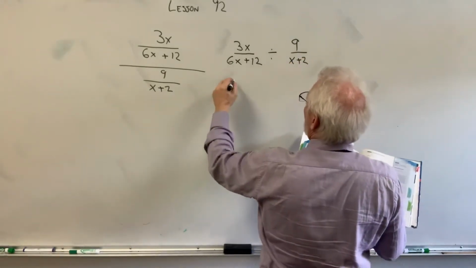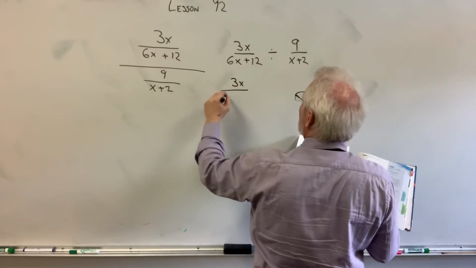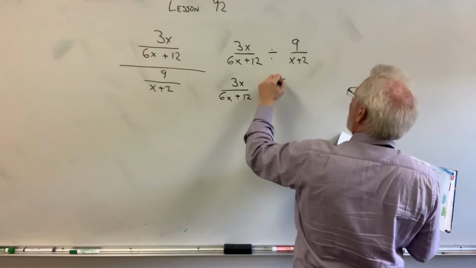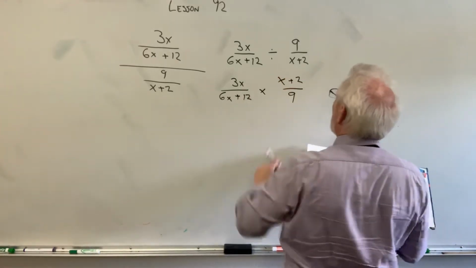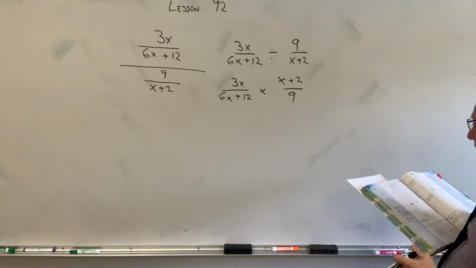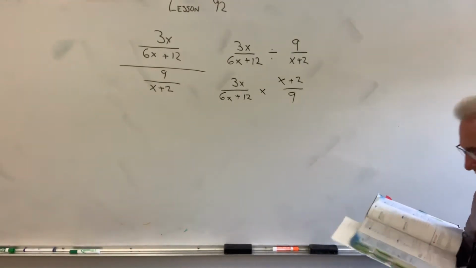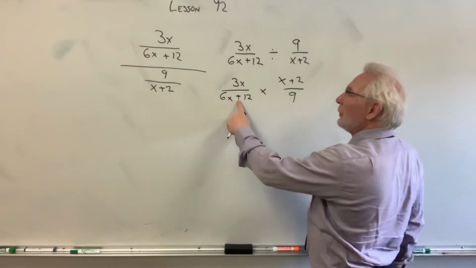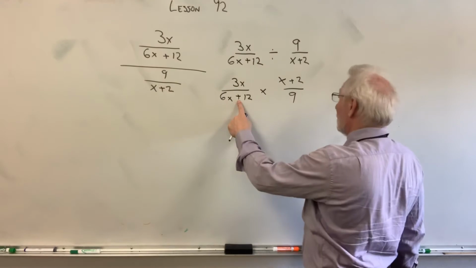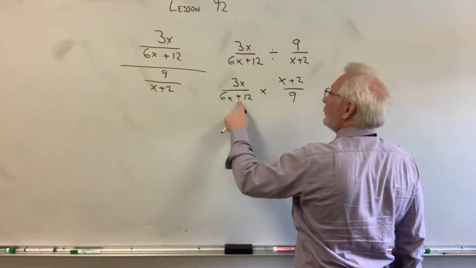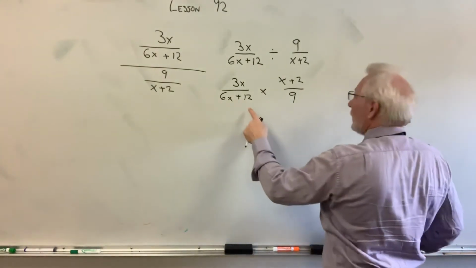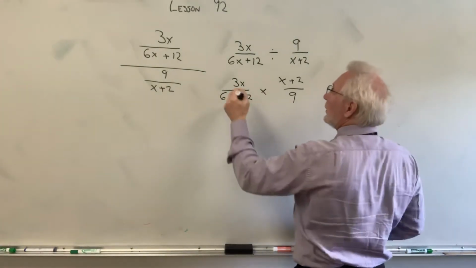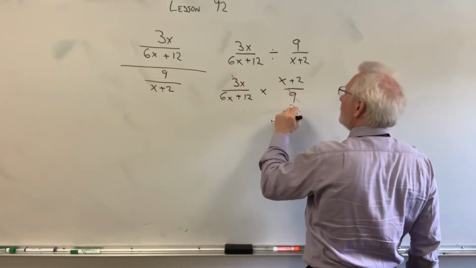Now, again, we're going to multiply by the reciprocal. 3x over 6x plus 12 times x plus 2 over 9. Now, you got to be careful here. You might want to jump into this and go, oh, I can do some reducing here and here, but because you're adding, you can't do that reducing. These two cannot be reduced because you are adding right there. What you can reduce is this, because this is all multiplication. So this goes away, and this becomes a 3.